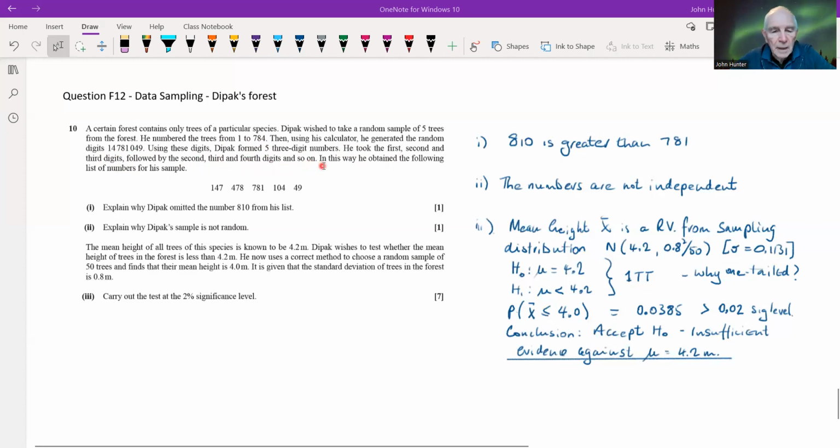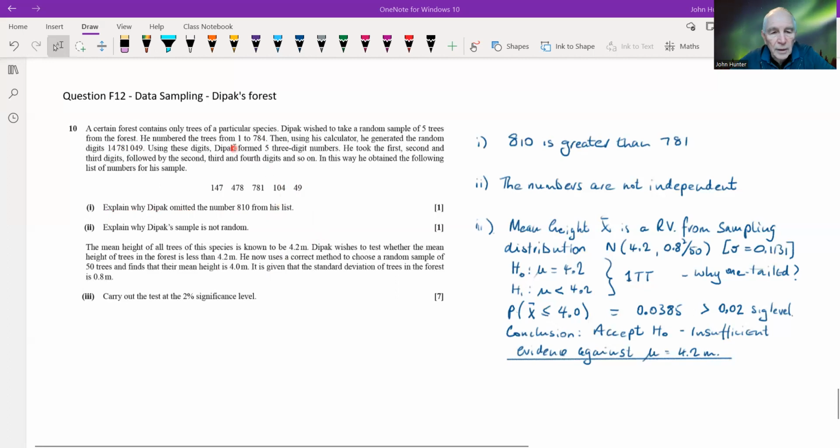Right, okay. I'd probably see that it's better in the actual numbers that he's produced. Can you see these drawn from this 147? So he's saying 147, then 478, then 781, and 810 he has discarded. And that's the first question, why he's missed that out. And then 104 and 049. So those are the 5 he's produced.